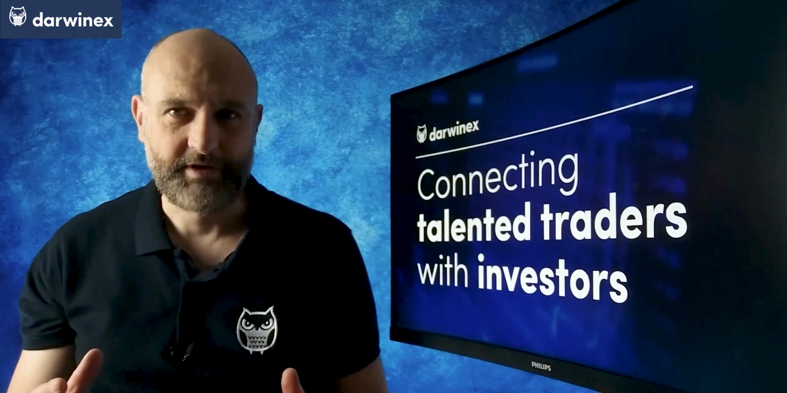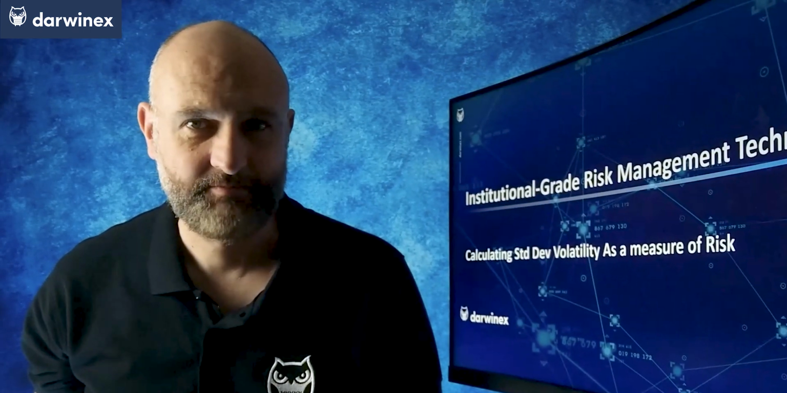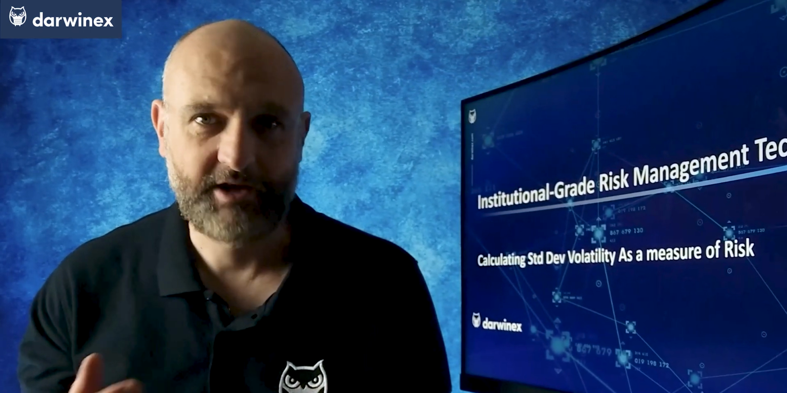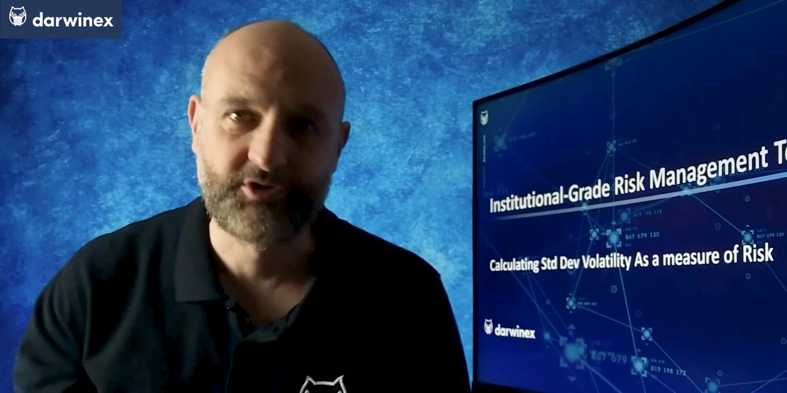In the last episode, I introduced you to the formula for value at risk for a single position. One of the parts of that formula required you to calculate the standard deviation of the asset. So in this episode, I show you step by step how to do this.